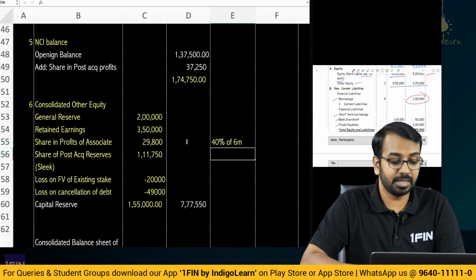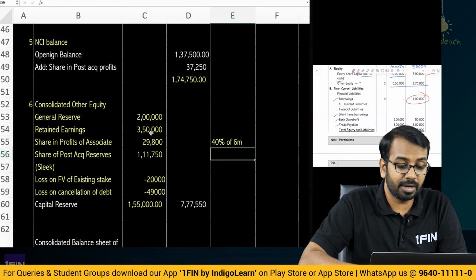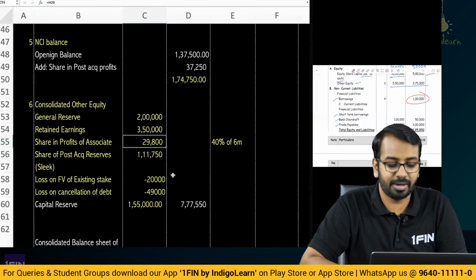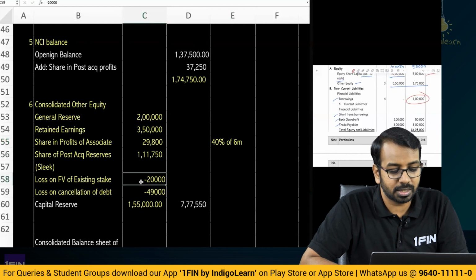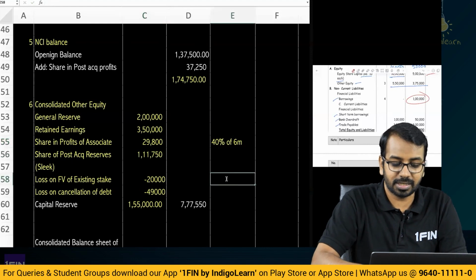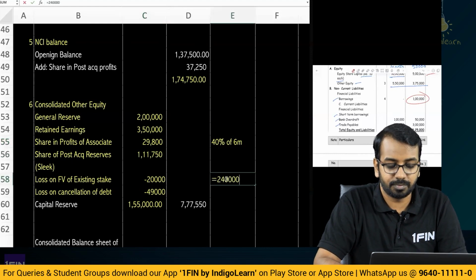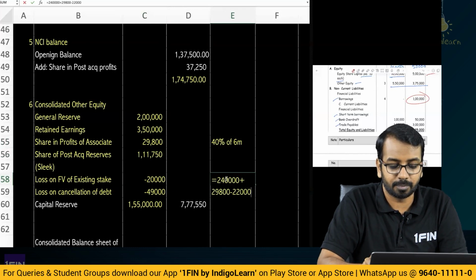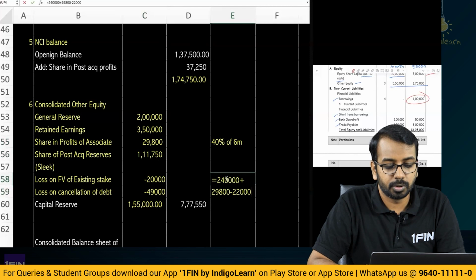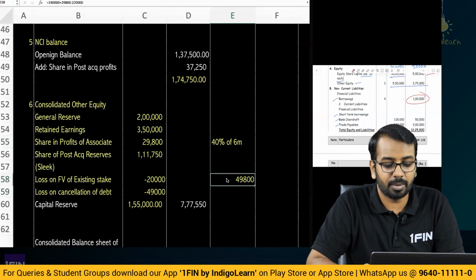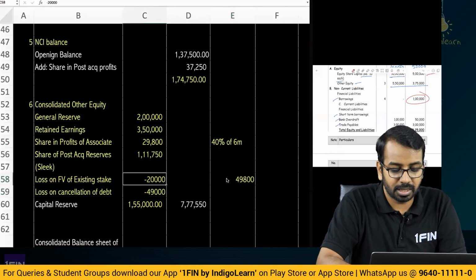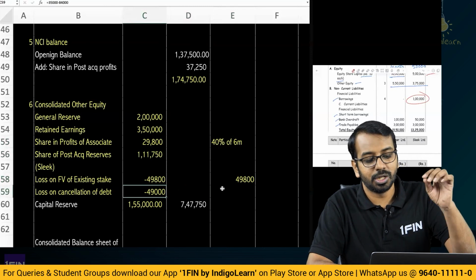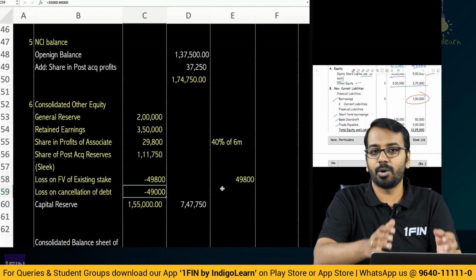Now, after this is done, my investment value would have gone up by 29,800. So, while calculating the loss on existing stake, I would have said 2,40,000 plus 29,800 minus 2,20,000. So, it would have been 49,800. So, I would have done minus 49,800. So, the number would still be back to 747,750. This number would not have changed.